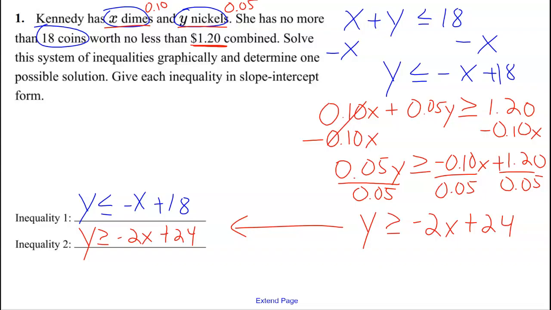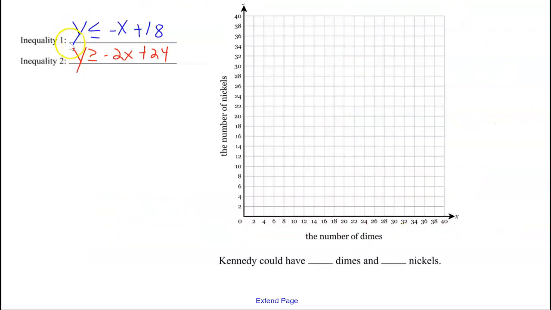Alright, now that we have that done, what we want to do next is just graph it. So I'm going to go ahead and graph. I've got my inequality 1, inequality 2. I'm going to start with the y-intercept, which is 18. I've got a negative 1 slope, so I go down 1 and over 1. Because it's an equal to, I'm going to have a solid line.